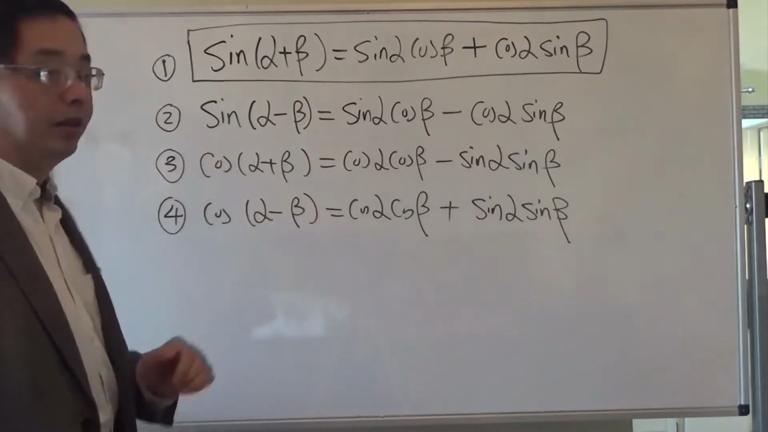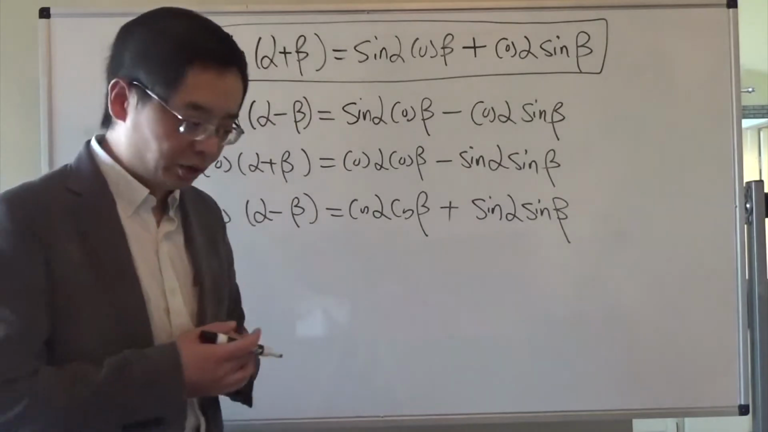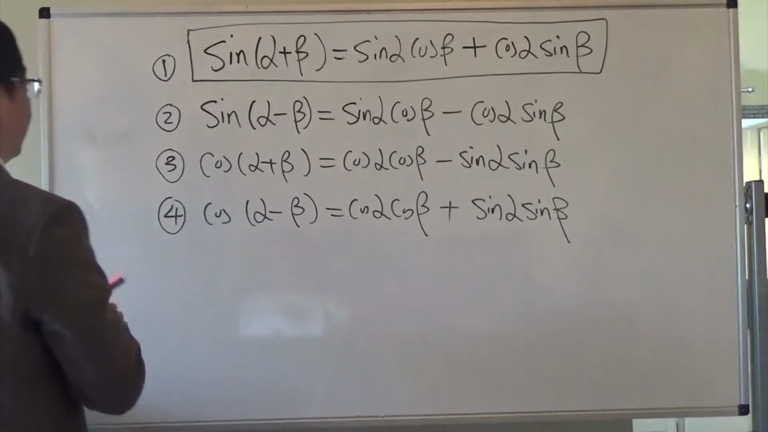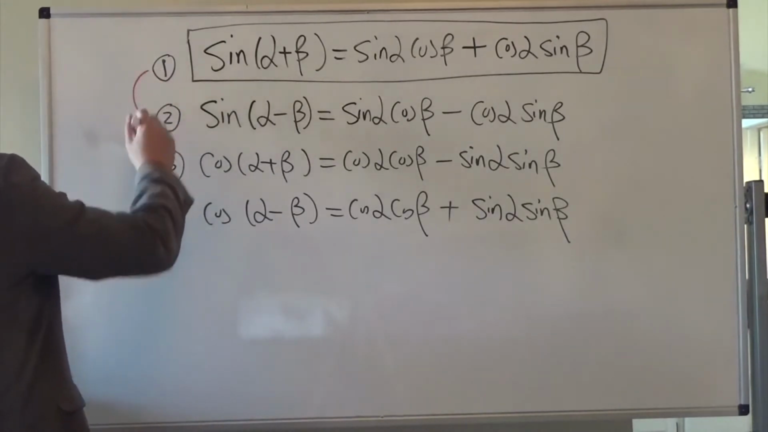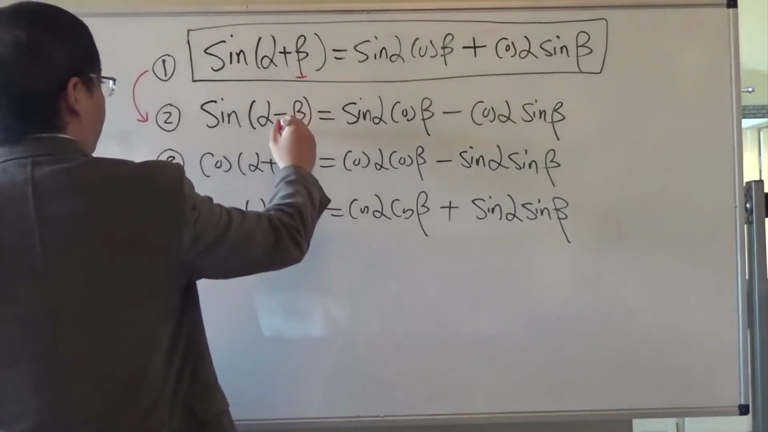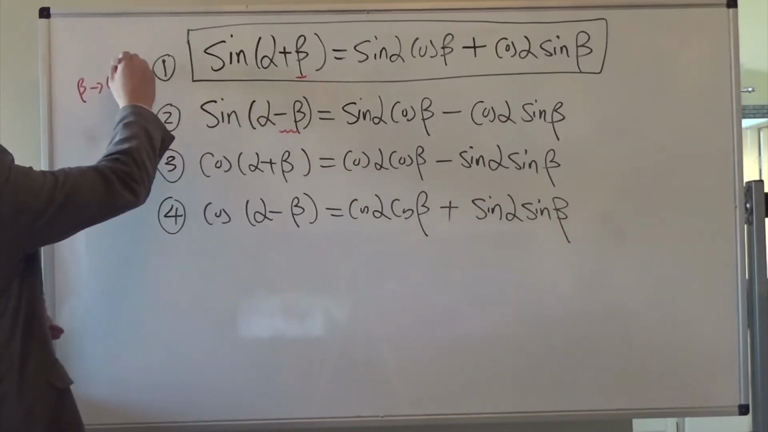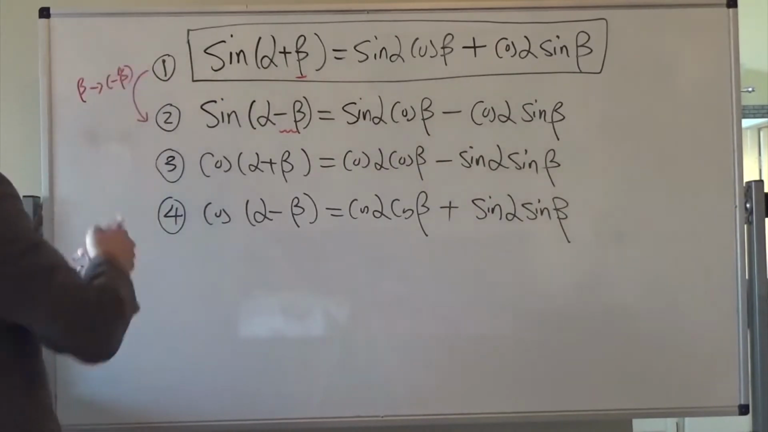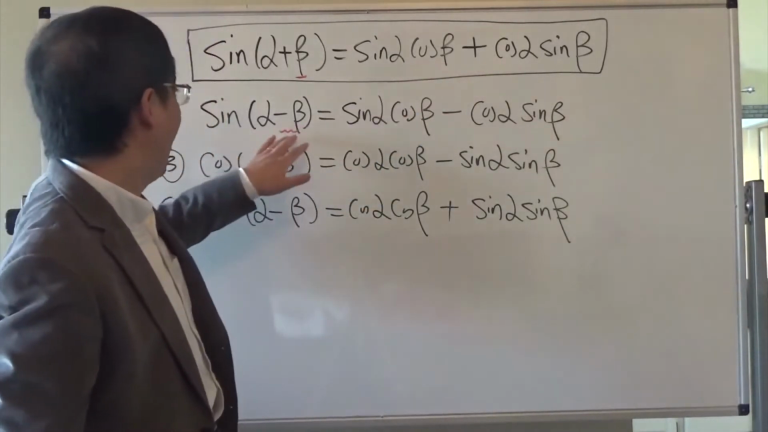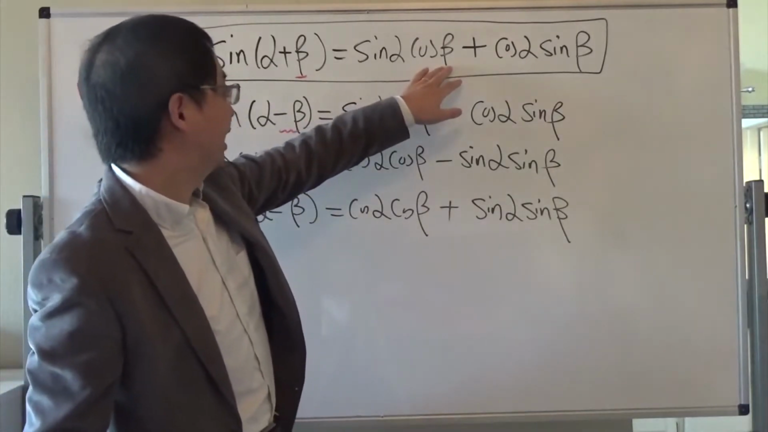2, 3, 4, they can all be deduced from the first one through various trigonometric identities. So let's see, from 1 to 2, at least the formula, we say, oh, we just change beta to negative beta, right? And then, if I replace beta by negative beta, because alpha minus beta is just alpha plus negative beta.